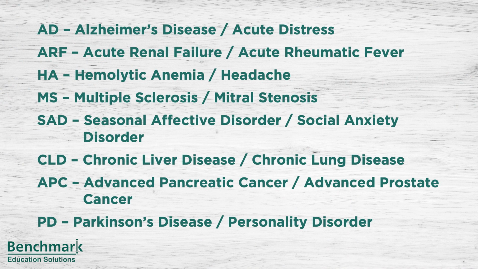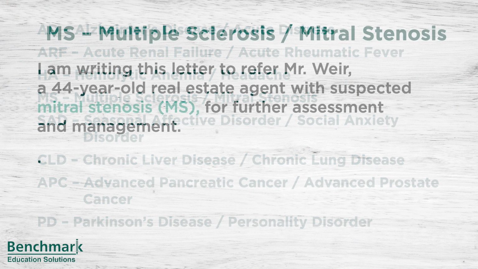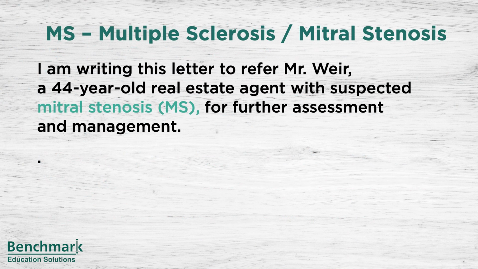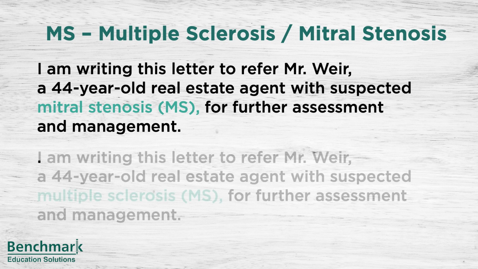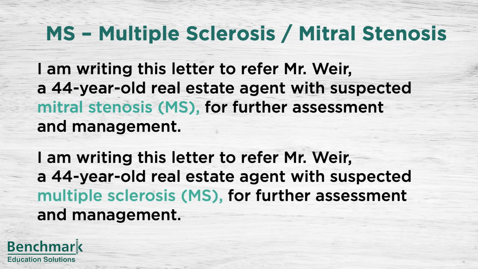It's important to note that some abbreviations can refer to multiple conditions, so it's important to write out those conditions to avoid confusion. Pause the video if you like and take a look at these examples. Here's an example. I'm writing this letter to refer Mr. Weir, a 44-year-old real estate agent with suspected mitral stenosis, for further assessment and management. Or, I am writing this letter to refer Mr. Weir, a 44-year-old real estate agent with suspected multiple sclerosis, for further assessment and management.